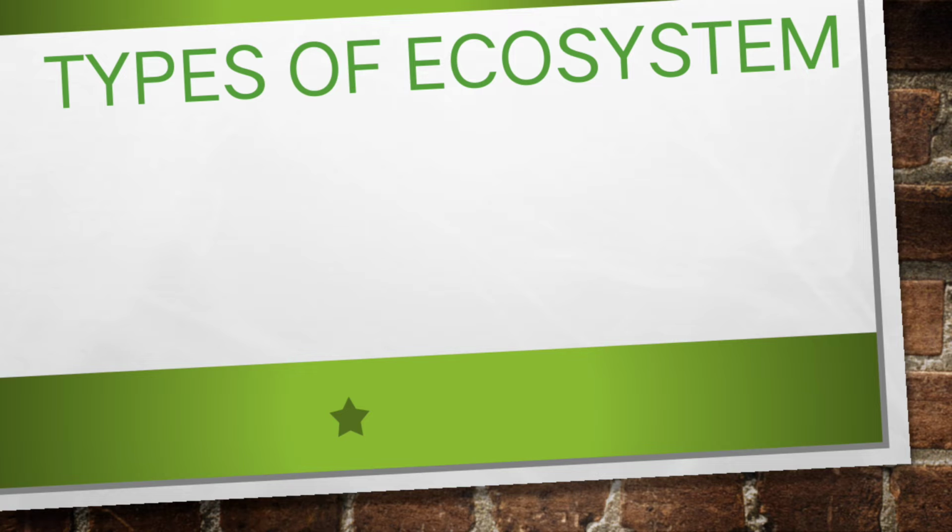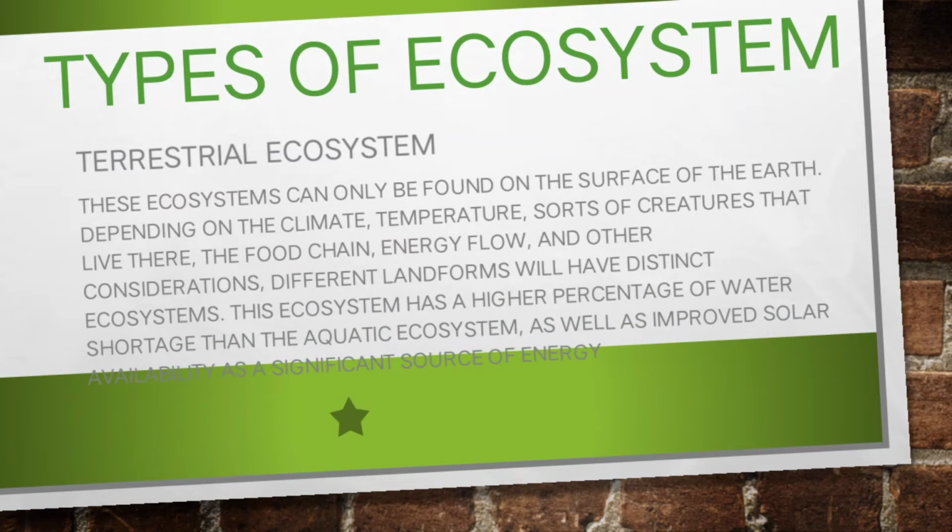Types of ecosystem. First is the terrestrial ecosystem. This ecosystem can only be found on the surface of the earth. Depending on the climate, temperature, creatures that live there, the food chain, energy flow, and other considerations, different landforms will have distinct ecosystems. This ecosystem has a higher percentage of water shortage than the aquatic ecosystem, as well as improved solar availability, a significant source of energy.